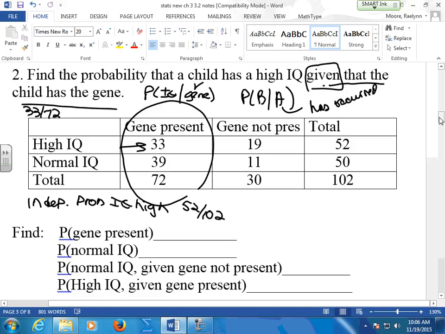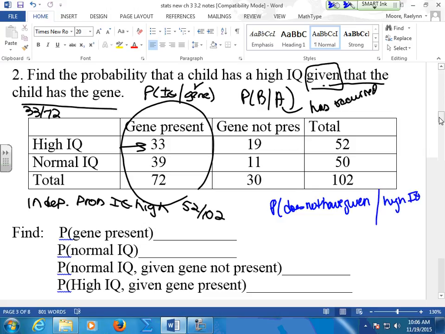So probability does not have the gene given that they have a high IQ. A normal IQ? Thank you. Okay, so find me that answer. Take a minute and look at your chart.